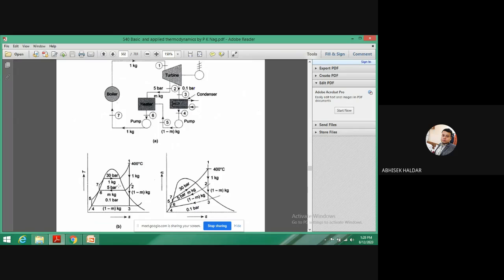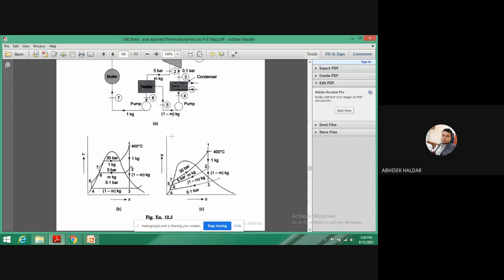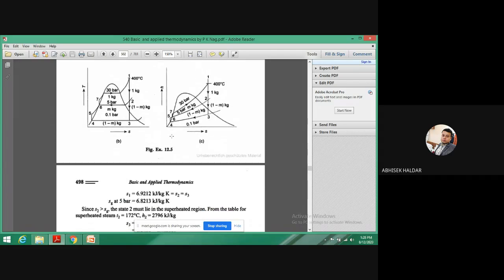So here if I am taking m amount of mass, how much amount will be left that will run in the condenser and this pump? 1 minus m kg, right? Because I am using one single heater. So here you have to find out the value of m, obviously.